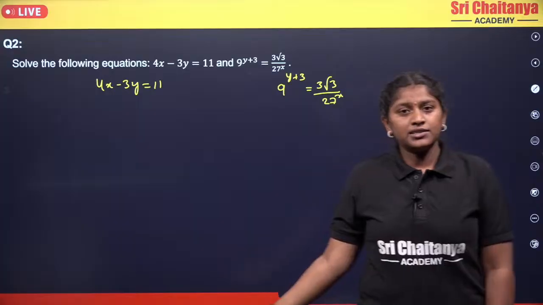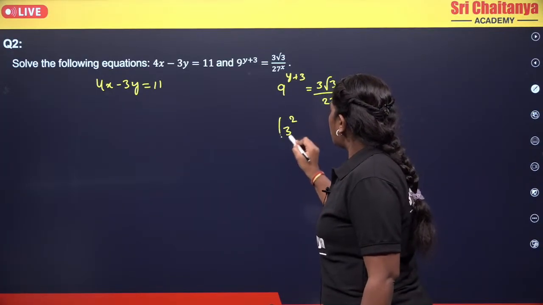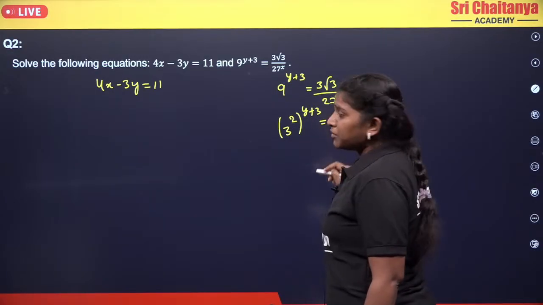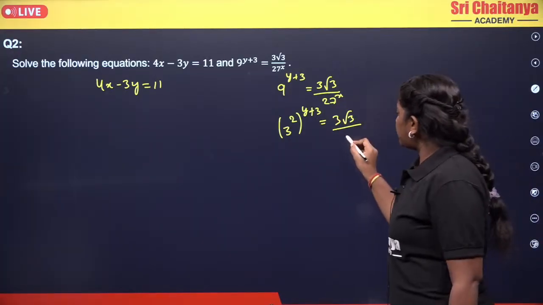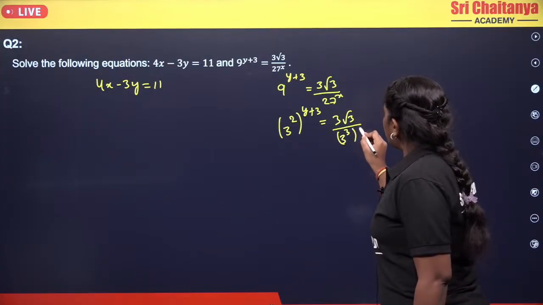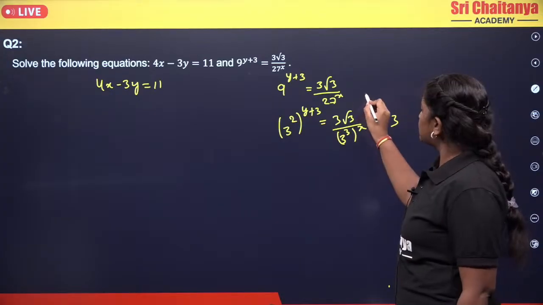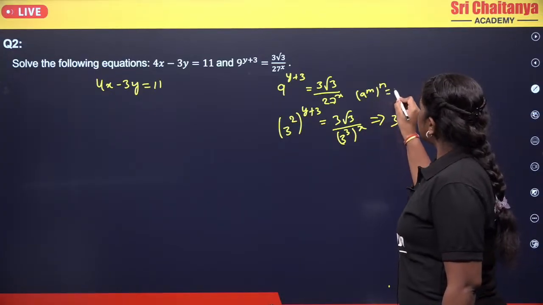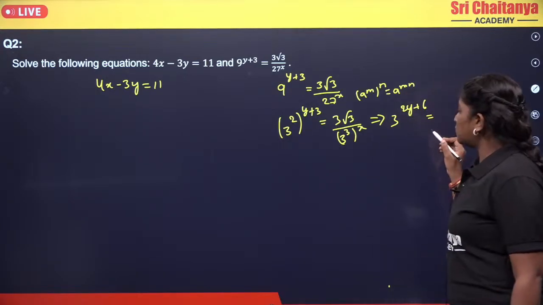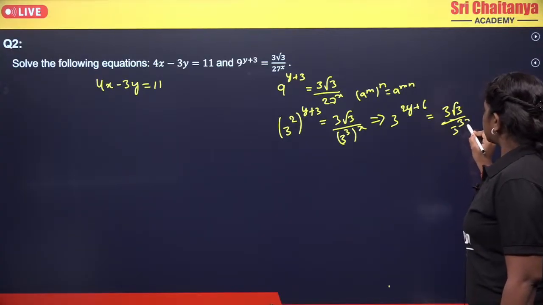Okay, 9 can be written as 3 square, whole to the power y plus 3, equals 3 root 3 by 27, which can be written as 3 cubed, whole to the power x. Once again it will become 3 to the power, if you multiply, because we are going to use a to the power m whole to the power n, which is nothing but a to the power mn. So now 3 to the power 2y plus 6 is equal to 3 root 3 by 3 to the power 3x.